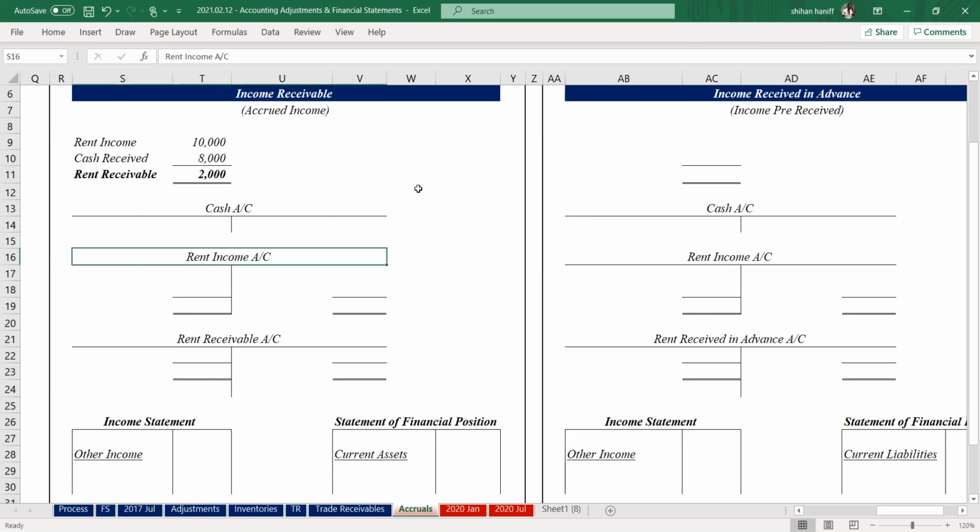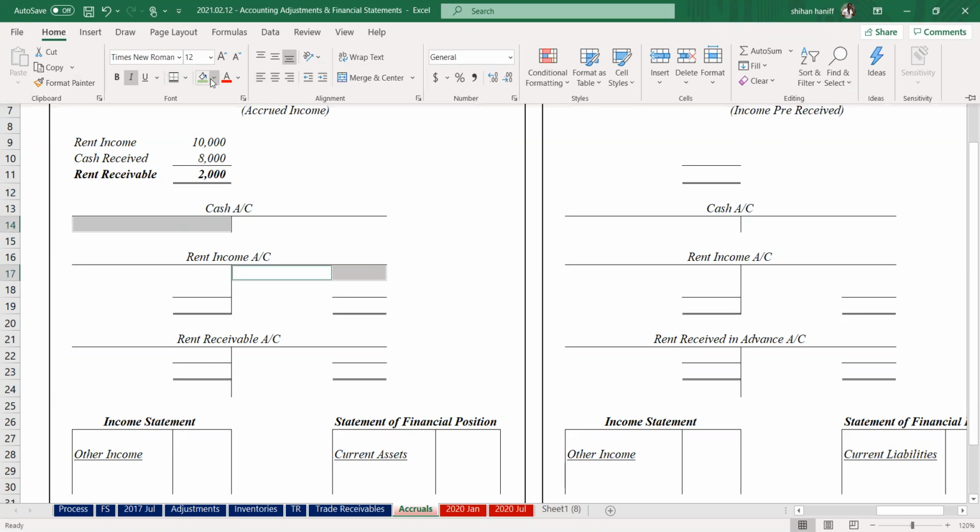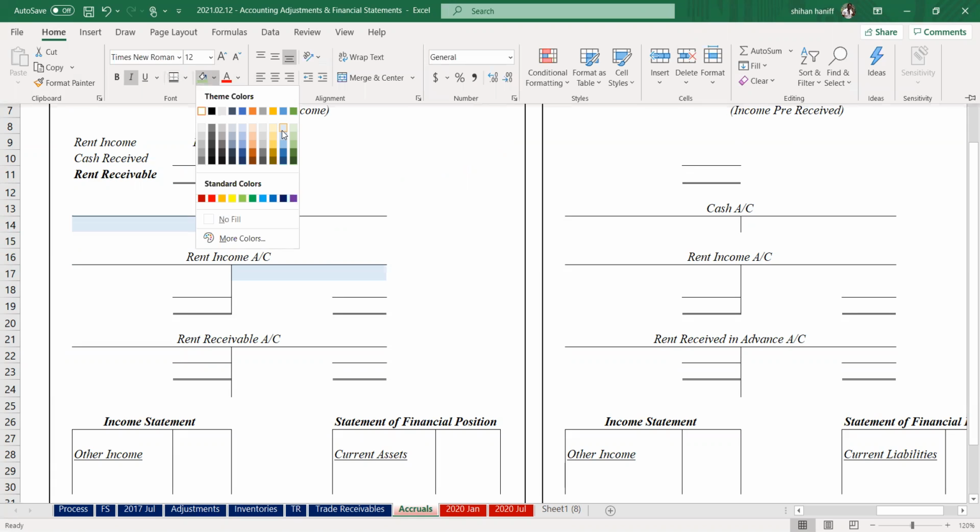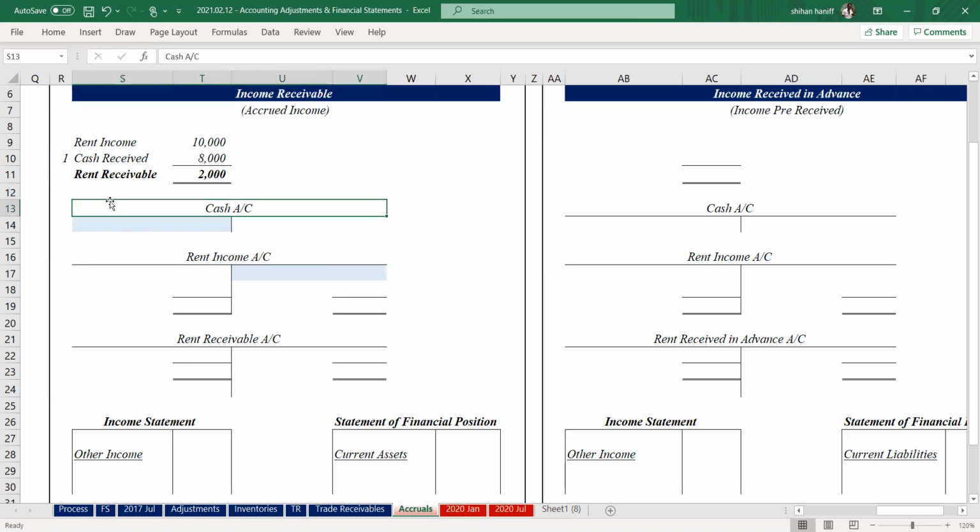Right? So when recording this transaction in the account, first we will record the cash receipt. Number one, cash account debit 8,000, rent income account credit 8,000. Rent income and cash. This is the first entry.